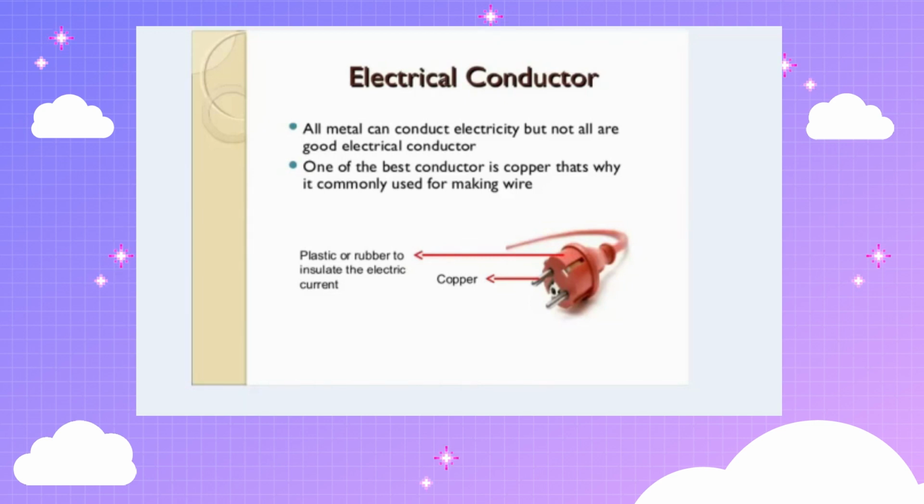So see, all metals can conduct electricity, but not all are good electric conductors. One of the best electric conductors is copper. That's why it's commonly used for making wires. If you see in your rooms or houses, copper is used because it is the best conductor. Plastic and rubber are insulators. They do not let electric current pass through them. Okay, let's move on.